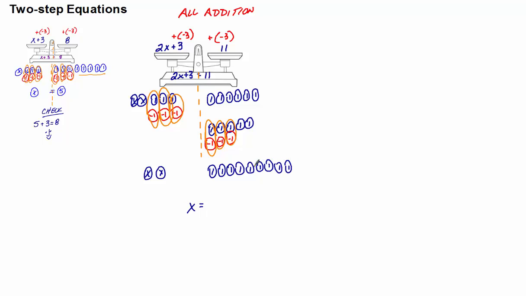One, 2, 3, 4, 5, 6, 7, 8. Oh, got too many ones. Got one too many ones. All right. So we are going to take the second step.